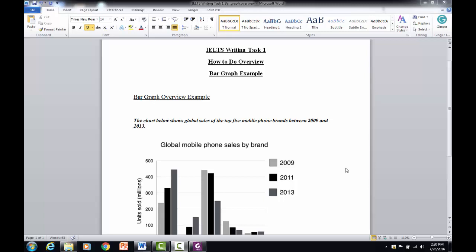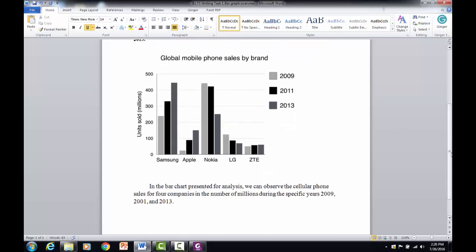Okay, so now let's move on and look at how to do an overview for the bar graph. All right, we did an introduction for this bar graph already right here, and it says in the bar chart presented for analysis, we can observe the cellular phone sales for 4 companies in the number of millions during the specific years 2009, 2011, and 2013. Okay, and so we have that there in terms of our introduction.